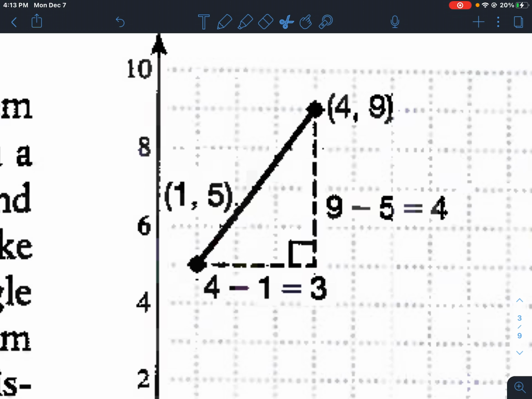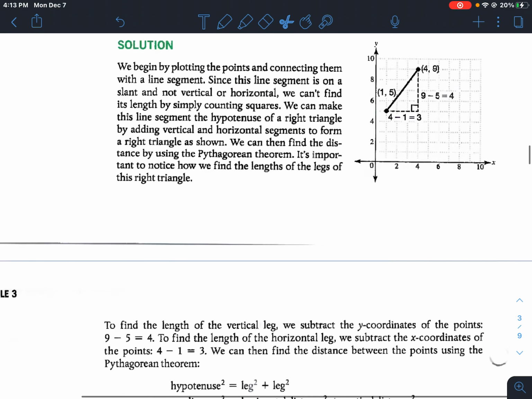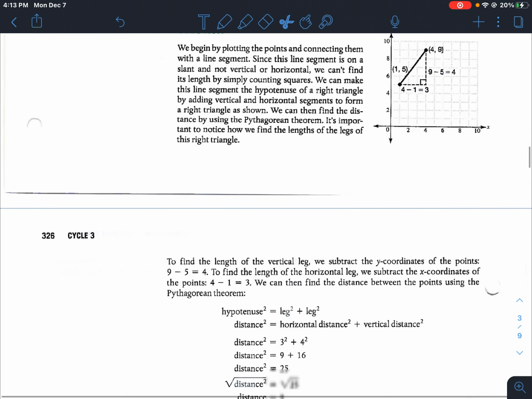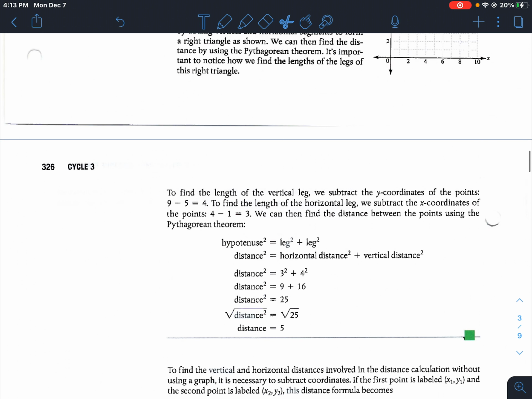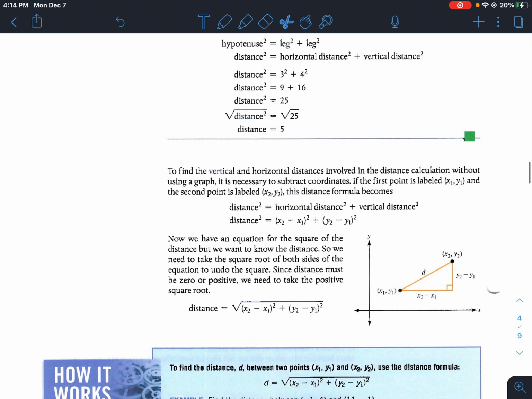Okay, so we've got our 2 points graphed. I connected them with this, no, not horizontal, diagonal line. And then I made it into a right triangle. And then I counted the distance. Okay, so it's 3 units long and 4 units tall. I can then use the Pythagorean theorem, because it is a right triangle, to find the hypotenuse, which, after I do all the math, would be a distance of 5.